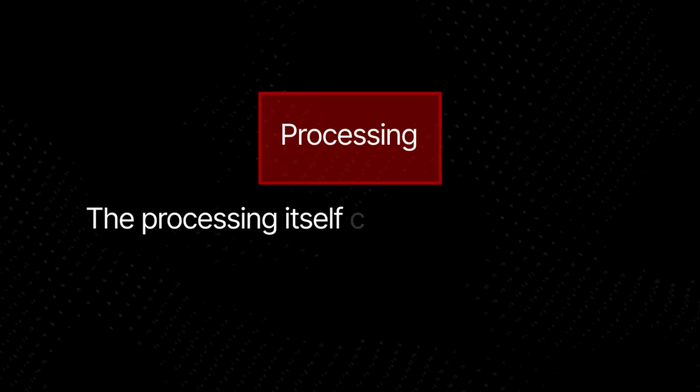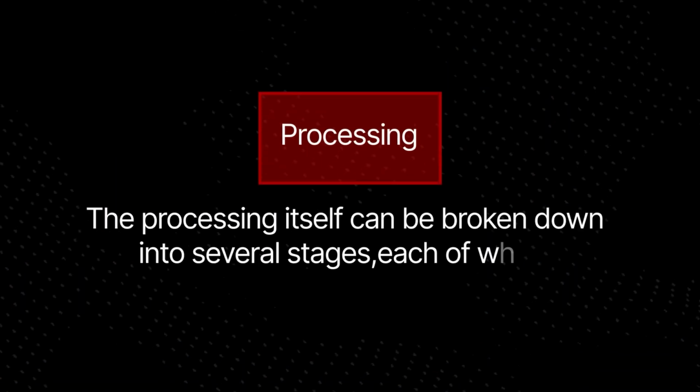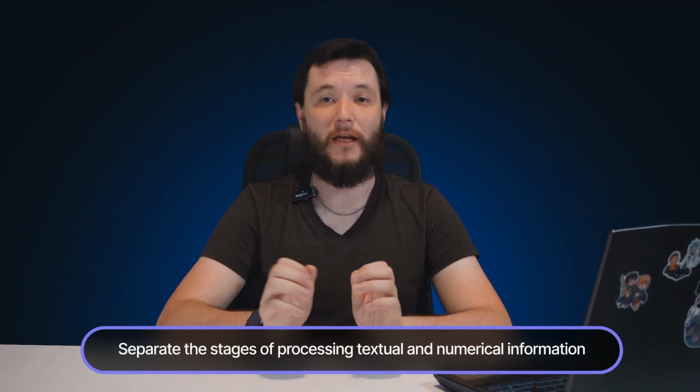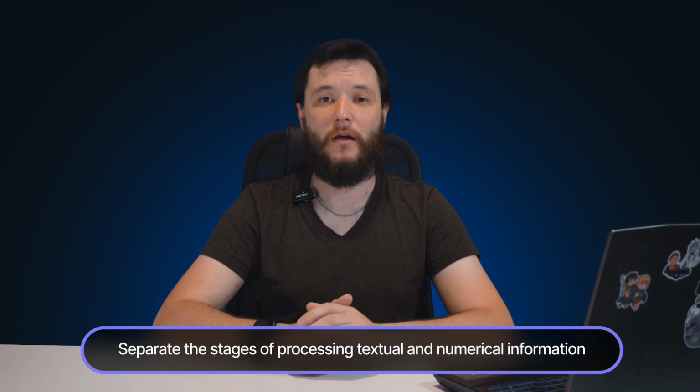Processing. The processing itself can be broken down into several stages, each of which will have its own concept. I usually separate the stage of processing textual and numerical information. This allows you to minimize errors, simplify the code itself, and use different tools when doing the job. It is actually very difficult to find balance here.